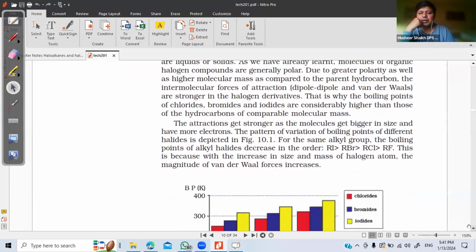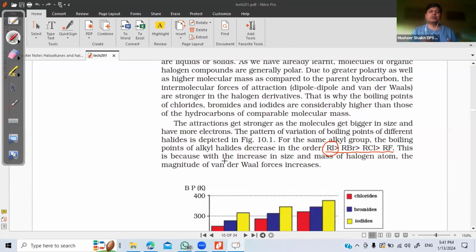If you have to compare the boiling and melting points internally among the halides, then iodide has the highest melting and boiling point because of its size. Iodine is bigger, fluorine is small, then chlorine, then bromide, and then iodide. Because of the higher size, it is difficult to displace.